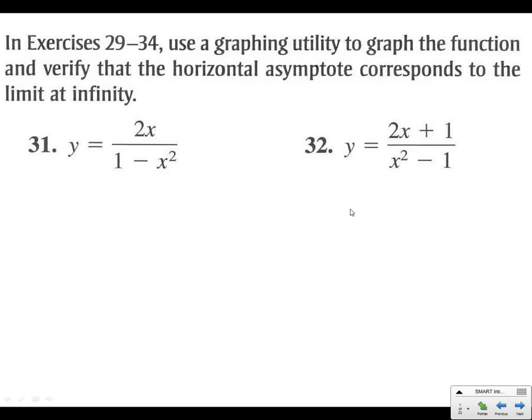Alright, so 32, I'm going to stop doing the graphs on all these. I think you can see how to do the graphs. You can check those based on the previous videos. Let's just go ahead and find out what the limit here is.